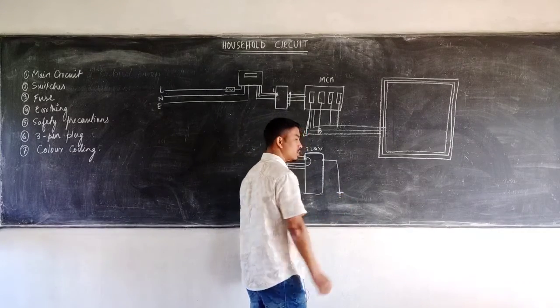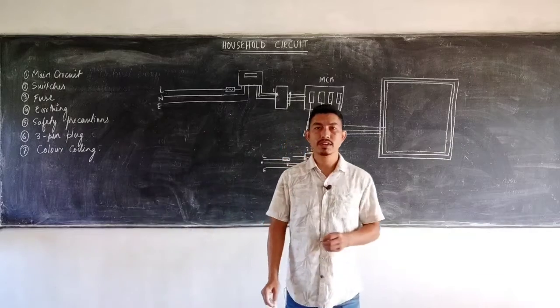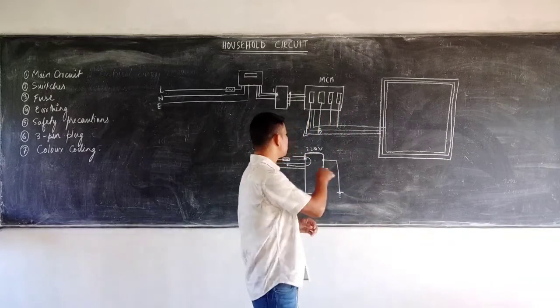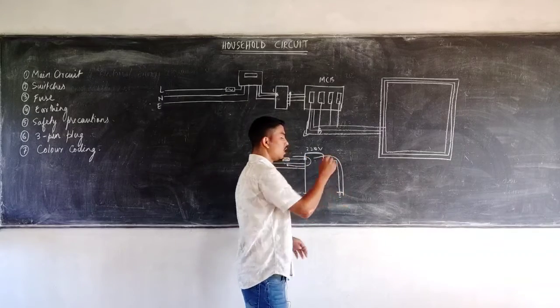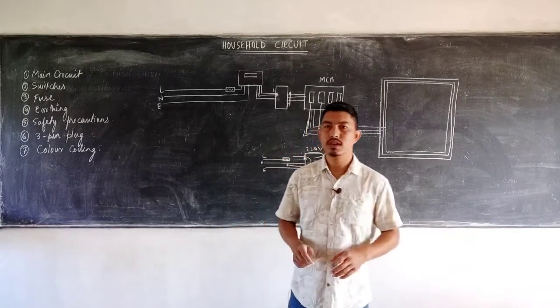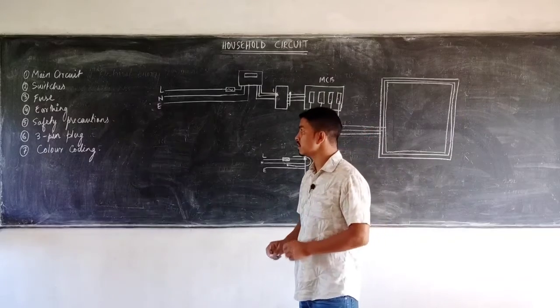The earth is a better conductor than humans. The wires are the better conductors. So instead of the current passing through our body, the current will pass through the earth wire. So it ensures the safety in our device.